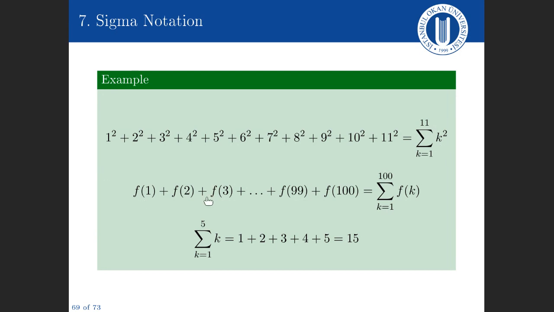F of 1 plus f of 2 plus f of 3 plus dot dot dot plus f of 99 plus f of 100. I could write this as the sum from 1 to 100 of f of k. Or the sum from 1 to 5 of k. This means 1 plus 2 plus 3 plus 4 plus 5, which is 15.